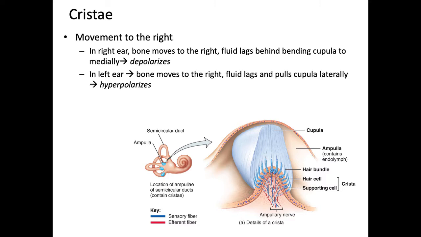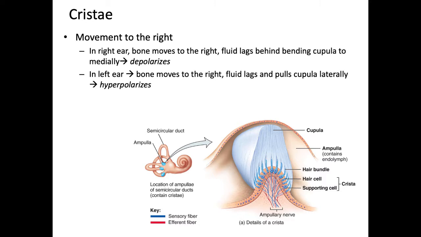However, in the left ear, the movement of the head suddenly to the right will cause the bones to move to the right, and the fluid will lag behind, but the cupula will now be pulled laterally. This causes hyperpolarization of those first order neurons, no action potential. By integrating responses from both ears, your brain knows that you have turned to the right.